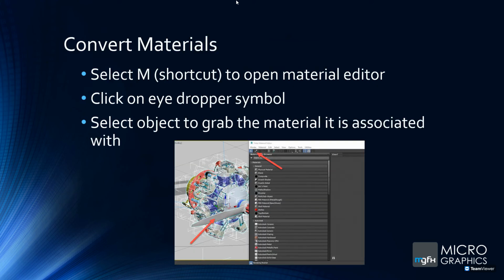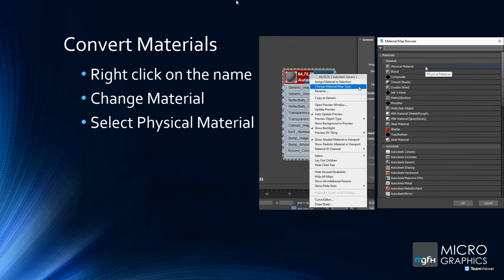Okay, so how do we convert these materials? I brought my object in from Inventor to 3ds Max. Click on M, that's the shortcut key to open up the material editor. Then at the top left-hand corner, you'll see a little eyedropper. Select that, then select the object that you want to grab the material from. What it does is grab the material. You can see there it says Autodesk at the top.